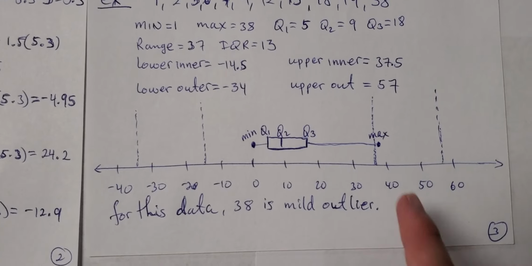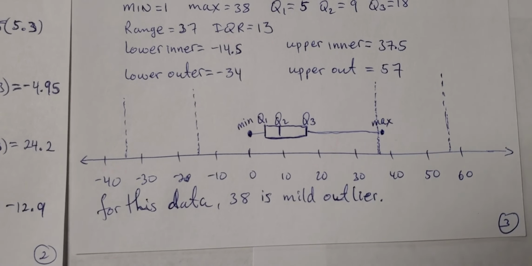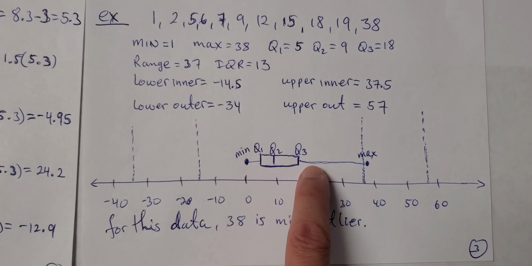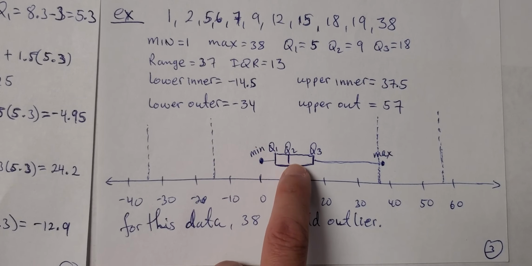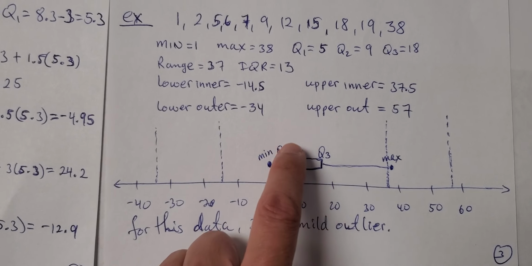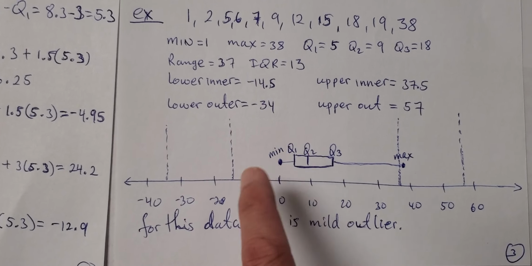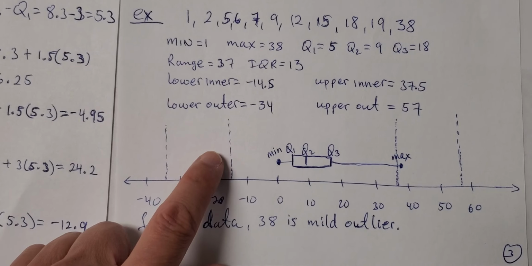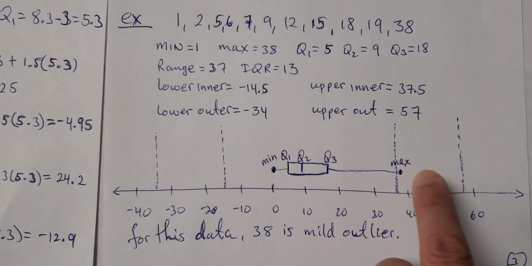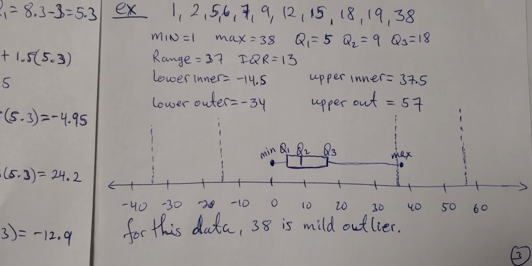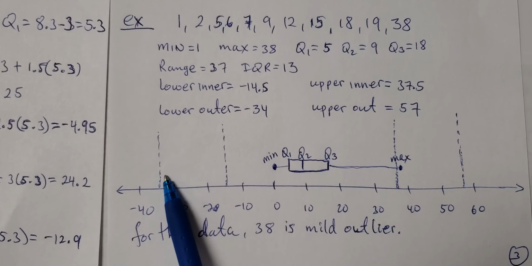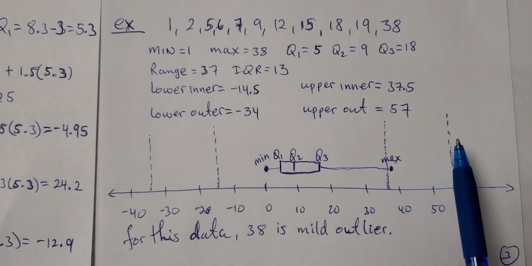So the final product, the final graph that I need to show would be this right here. So make sure you label my box plot: minimum, Q1, Q2, Q3, max. Only from Q1 to Q3 you will draw the box, okay? And label your lower inner, lower outer, upper inner, and then upper outer fence. Okay, so make sure you label all this right here. Your box plot, lower inner, lower outer, upper inner, upper outer.